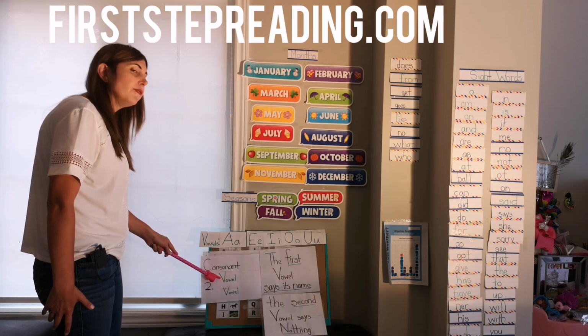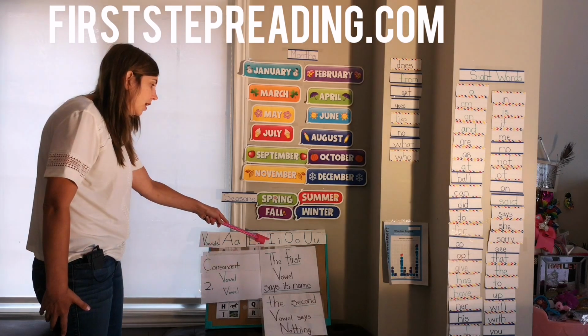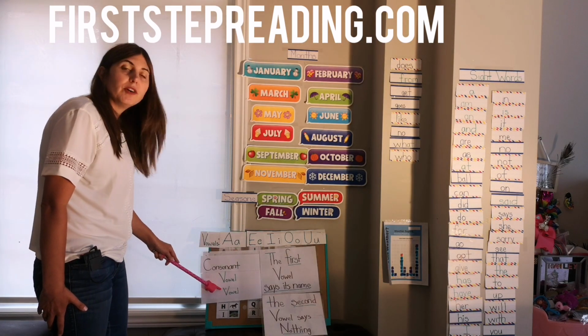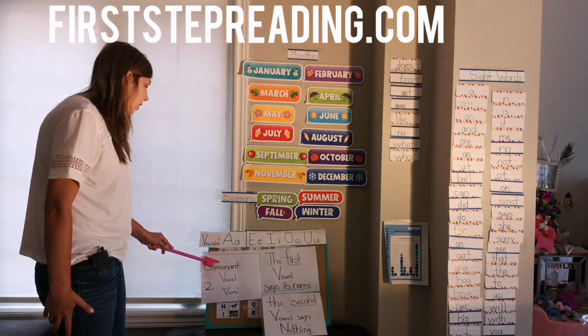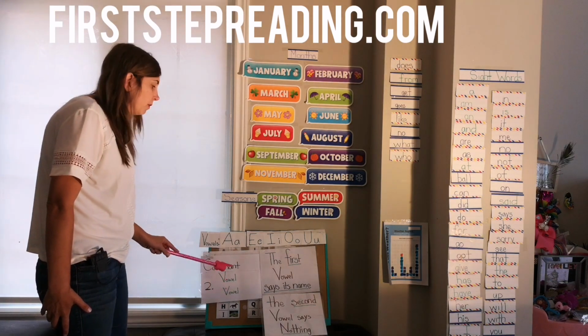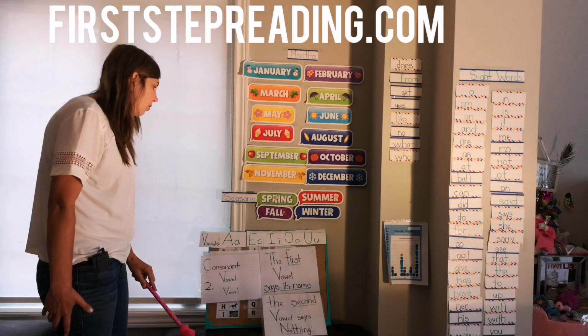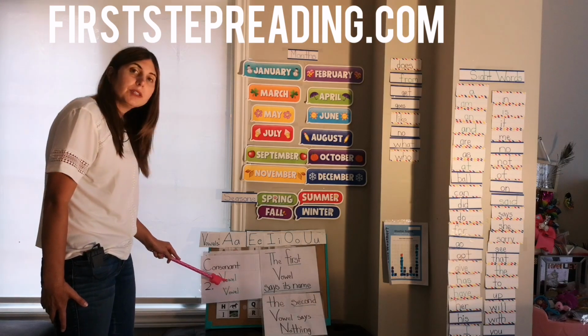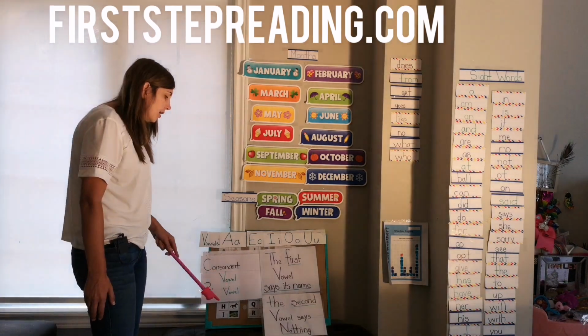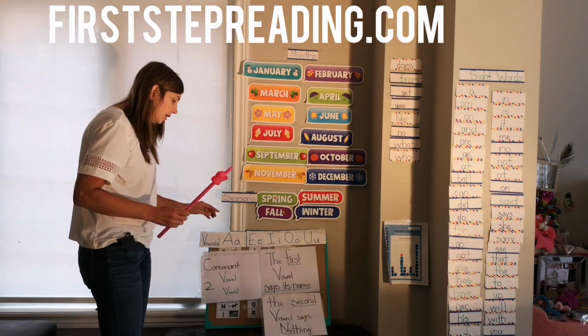The first vowel says its name, I. The second vowel says nothing. Consonant, vowel, vowel. Consonant, vowel, vowel. The first vowel says its name, I. The second vowel says nothing.